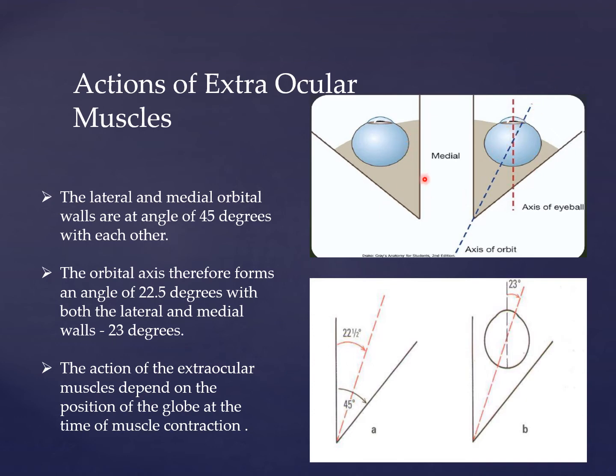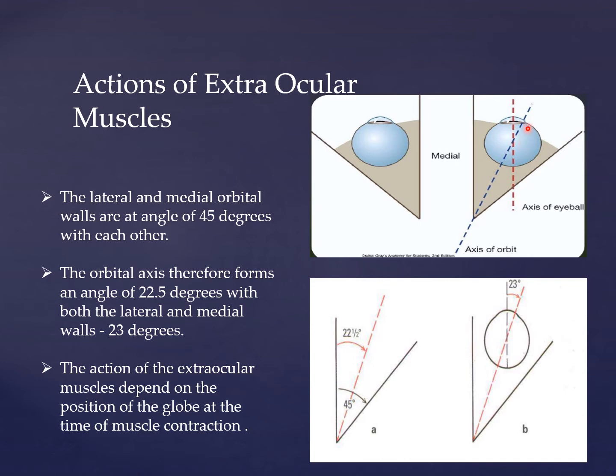So the orientation of orbital cavity is that its medial walls are parallel with each other while the lateral walls are obliquely oriented. So both medial and lateral orbital walls make an angle of 45 degrees with each other. And when the eyeball is placed in the primary position, it is placed like this. So this is the orientation of orbital cavity and this is the axis of eyeball.